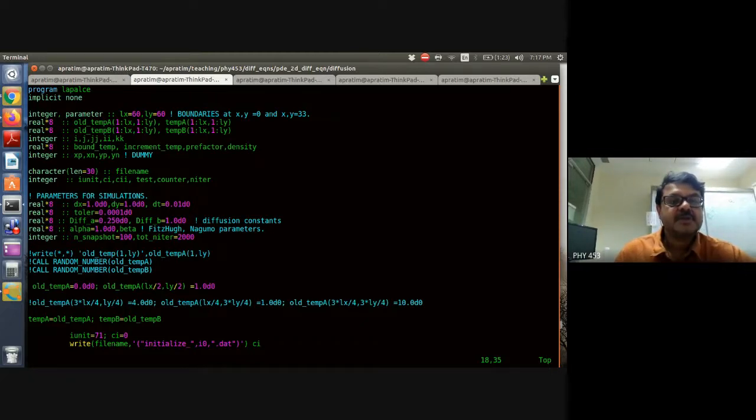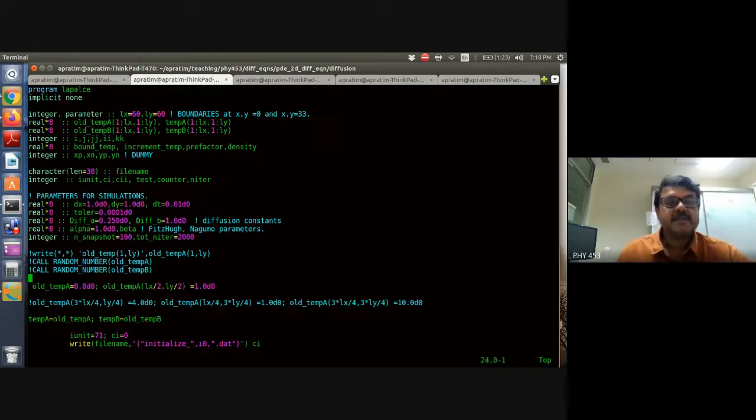So what I'm going to do is start with an old temp A, and just in the middle of the box you have placed a droplet. So here it is 0.0. Suppose you're solving the diffusion equation where the variable you are solving for is the density. You want to see if you put a droplet in the center of the box, how it diffuses out.